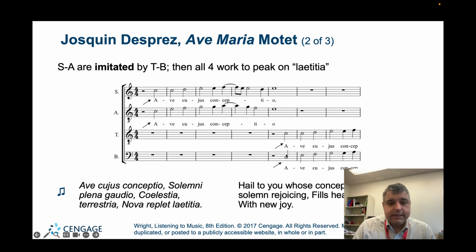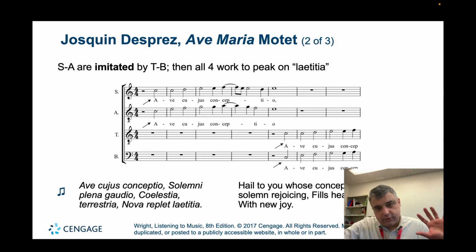So the text translation is this: Hail to you whose conception with solemn rejoicing fills heaven and earth with new joy. So let's listen to this. It's going to start off with the soprano and alto singing this melodic phrase, and then it's going to shift over, and then it's going to be imitated in the basses.